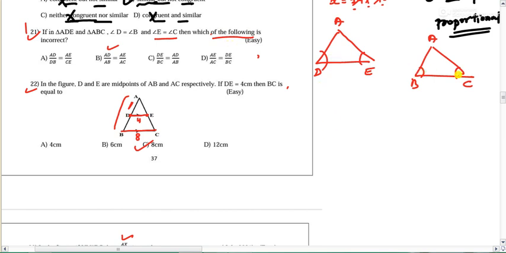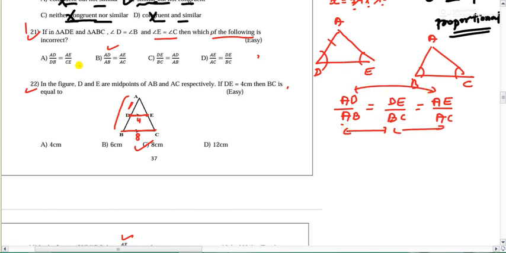So these two triangles are similar. So I can write AD by AB. Correct? Let us write the correct one first. Then DE by, what will be DE by? BC, exactly. And AE by? AC. Good. So now, which condition? You have to see these two or these two or these two might be given. So AD by DB is equal to AE by CE. Okay.